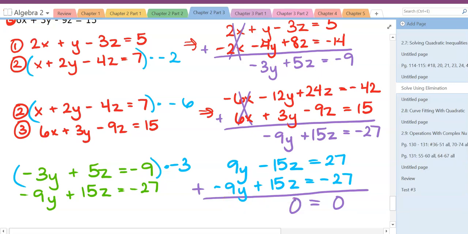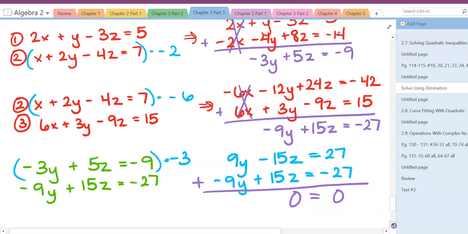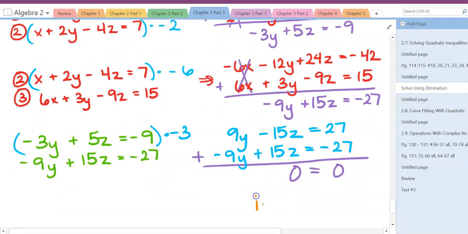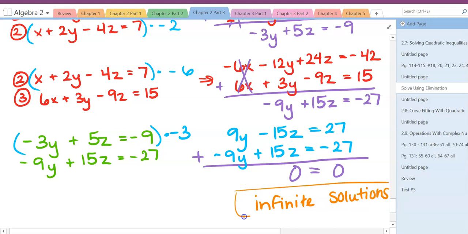I can't do anything beyond this. I've basically just eliminated everything from my equation. So when this happens, this tells you that there are infinite solutions. Okay, there's nothing that I can do beyond this point.